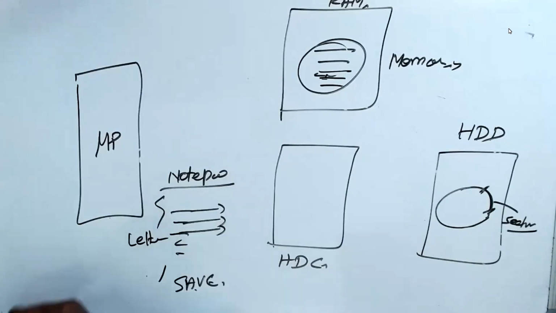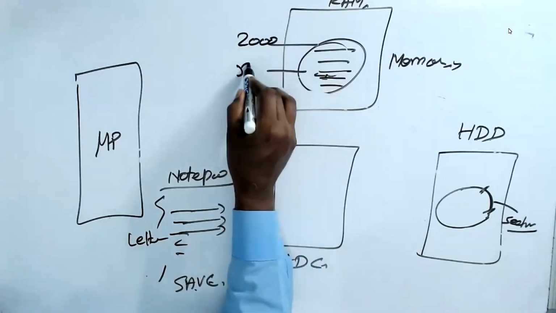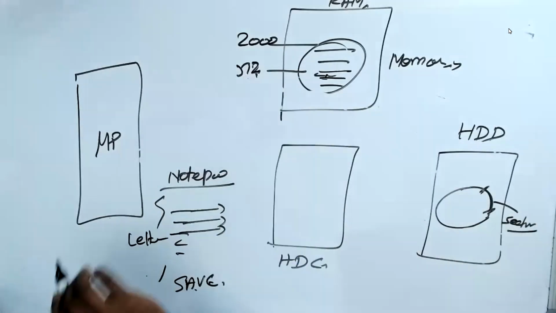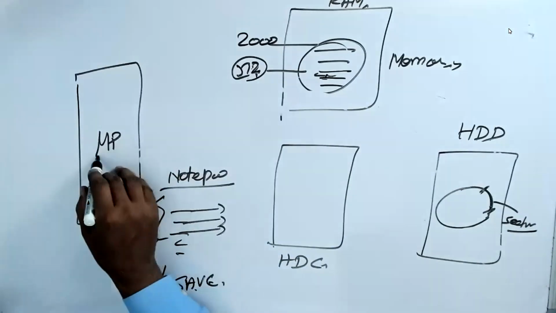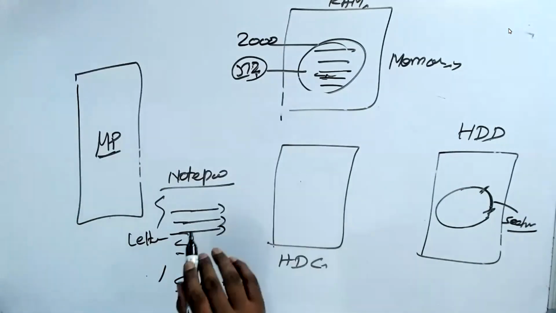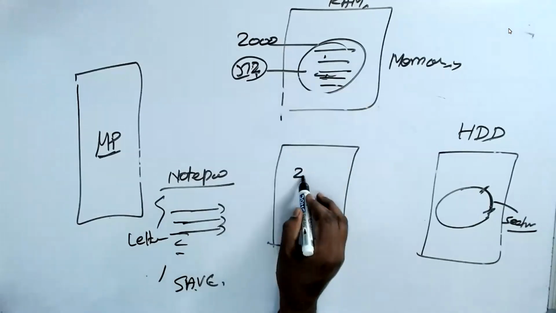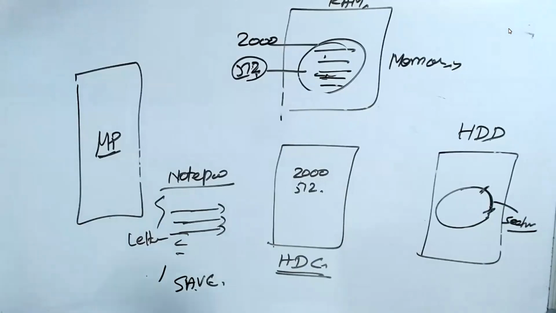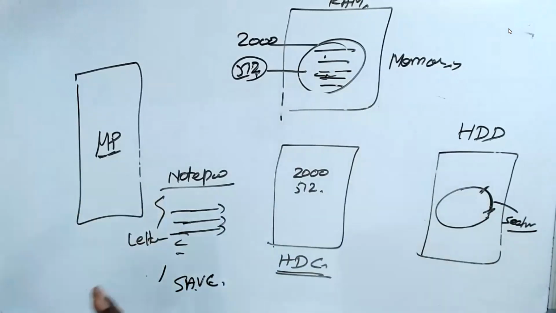Now, this file is in the memory at location 2000, and it is 512 bytes. Normally a sector is 512 bytes, we assume. Now the microprocessor will tell the HDC, the hard disk controller, my data is there at 2000, 512 bytes. The hard disk is very, very slow. If the microprocessor starts writing from here to here, it will take a very long time.